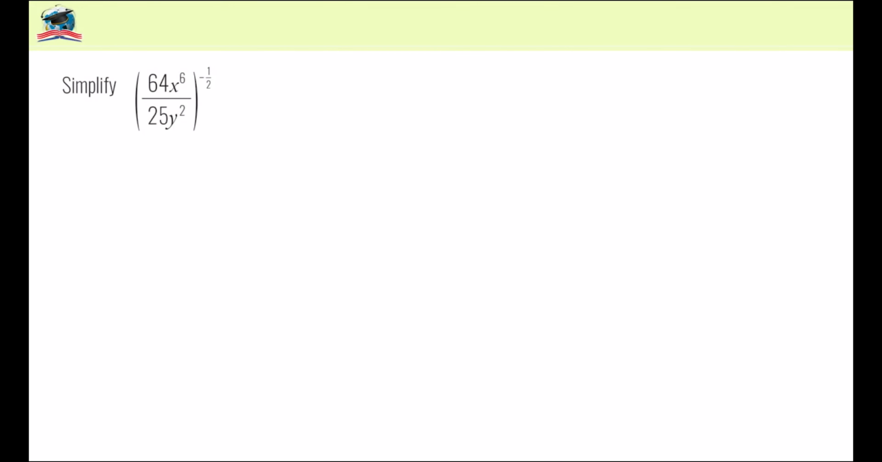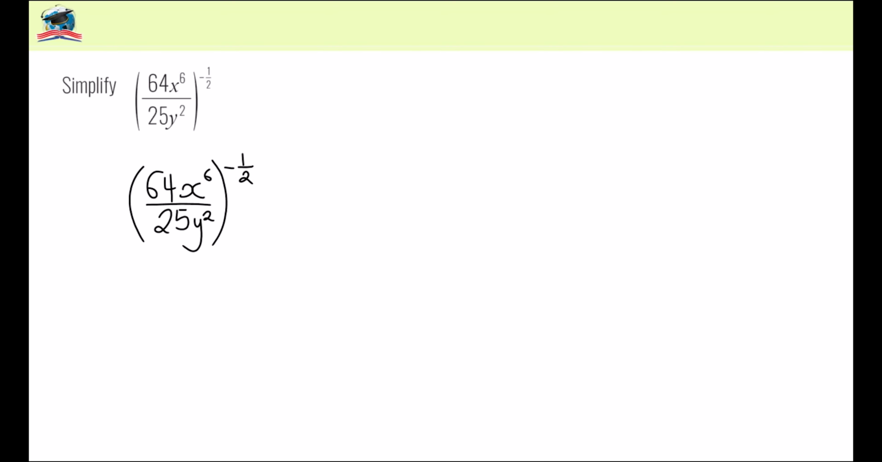The question says simplify. We have an open bracket, 64 x to the power of 6 all over 25 y to the power of 2, close bracket, to the power of minus half. Okay, let's write out the question. We have an open bracket here, 64 x to the power of 6 all over 25 y to the power of 2, close the bracket. We have a minus half.